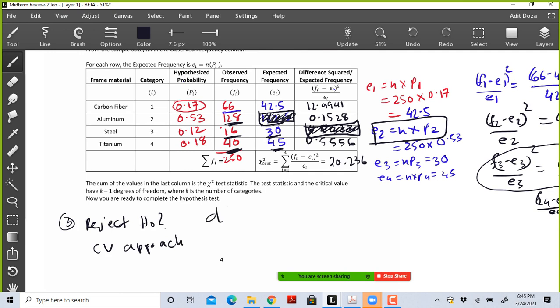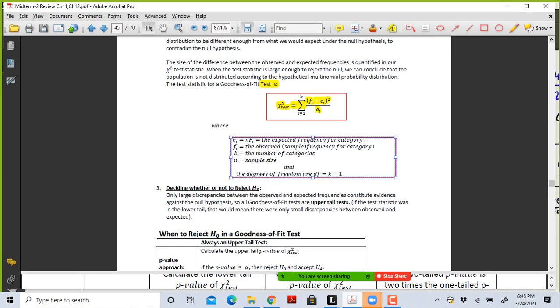First, the degree of freedom for the goodness of fit test. What is it? It is k minus 1. What is k? K is the number of categories. It's not the sample size, okay? So don't get confused and do n minus 1. Here it's k minus 1.